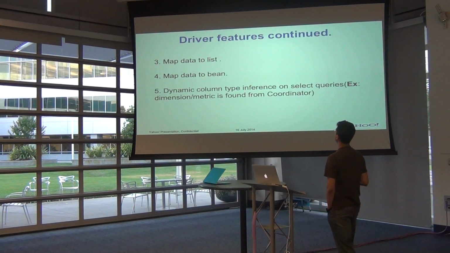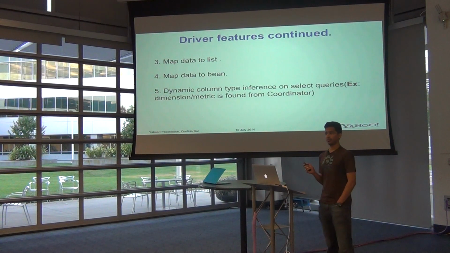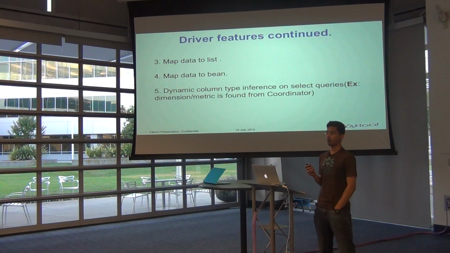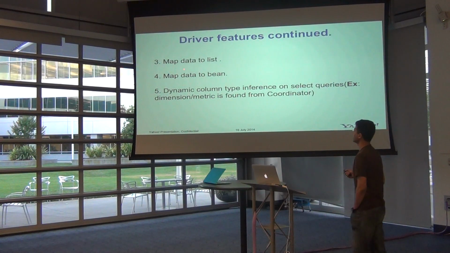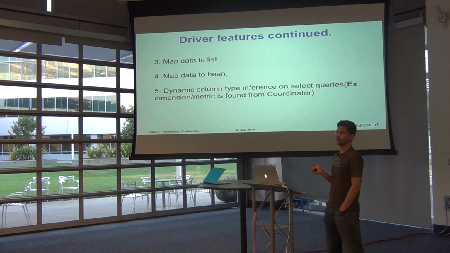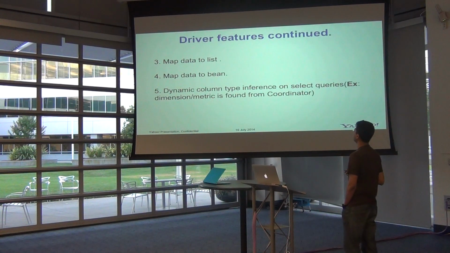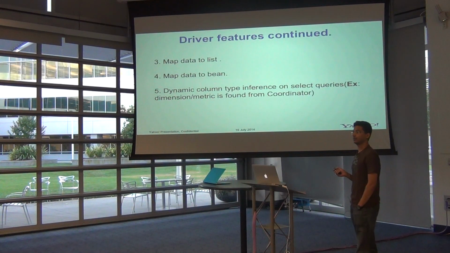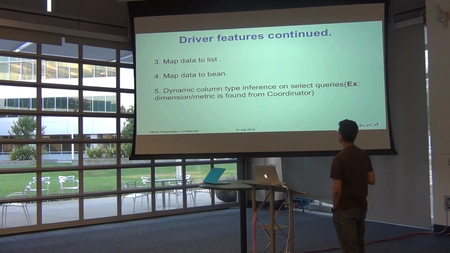And with the driver, you could map the response to a list of objects, which is raw, and you could just stringify it. Or you could also specify a bean, which would be auto-filled for you, and you get a list of beans. So we try to make pretty much all the functionalities that we have in a traditional JDBC driver here.